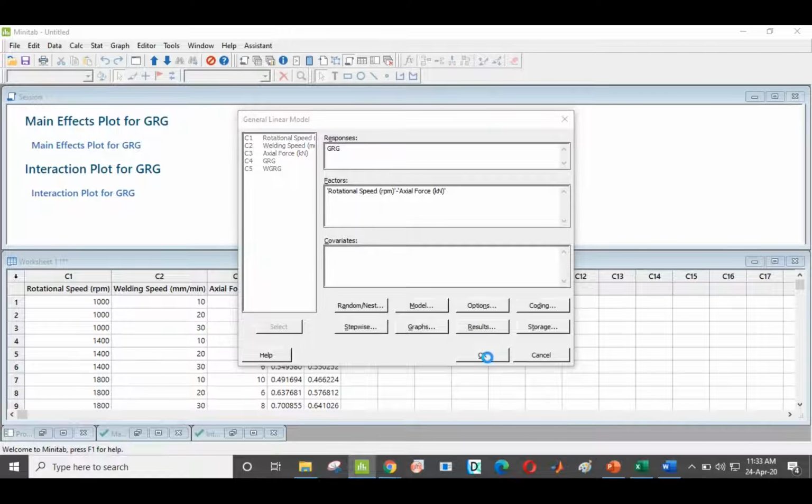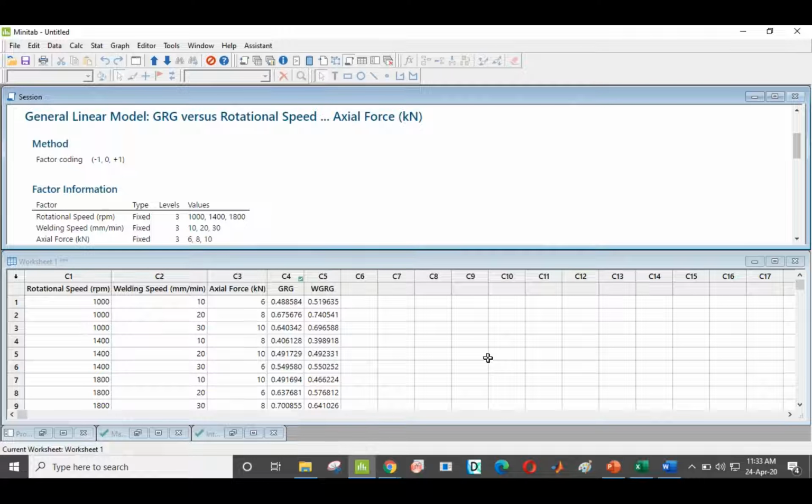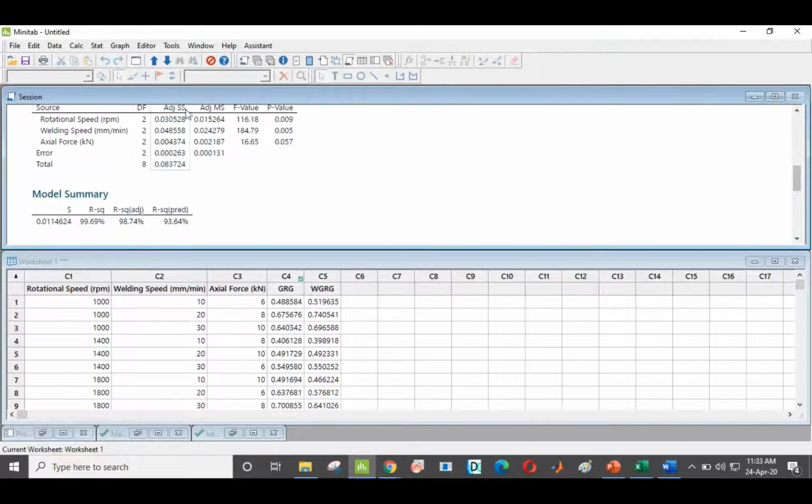Just click OK. So the ANOVA table is formulated here, with an R square value of 99.69. The ideal value of the regression coefficient is 1, and we have ended up with 0.9969. So it is a very good model.